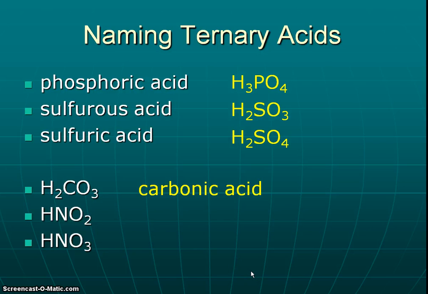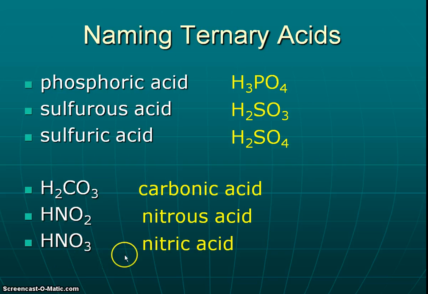For the next one, it's an acid because it starts with H. It's got the O, so I know I'm just going to change the ending of this polyatomic ion. And NO2 is nitrite. Ite goes with us, so it becomes nitrous acid. And for the last one, NO3 is nitrate, so it becomes nitric acid. Again, no hydro for any of these because they all have oxygen. That's your clue that you're not going to use hydro.